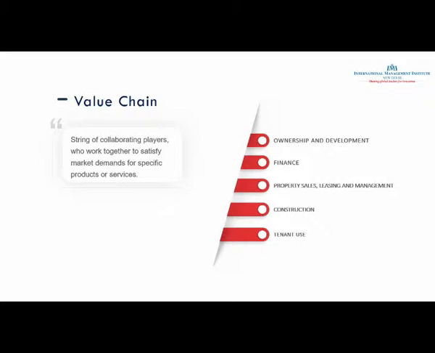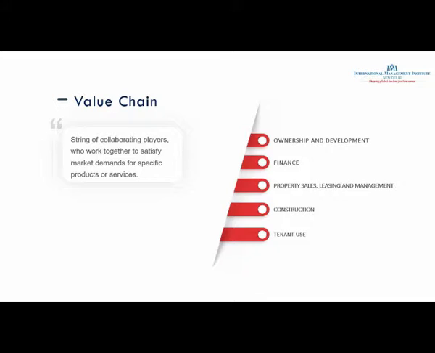Construction segment includes a service called build to suit or leaseback, in which a corporation hires a construction management firm to build a building to suit its particular needs. But upon completion, the corporation sells the building immediately to a new owner and leases it back. The final output of the chain is tenant use, which is a part of the built environment devoted to a specific use. Tenant use categories of real estate can be divided into 3 groups as industrial, residential, and commercial.